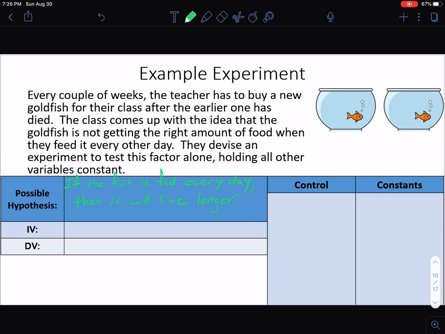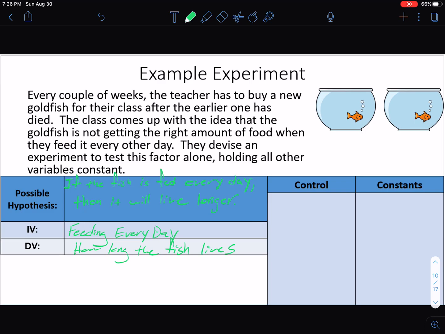Your independent variable would be feeding every day. Your dependent variable would be how long the fish lives. It is dependent on how often you feed the fish. So now that we have our hypothesis, our independent variable, what we're going to control, and our dependent variable, we have to figure out what our control is and what our constants are.